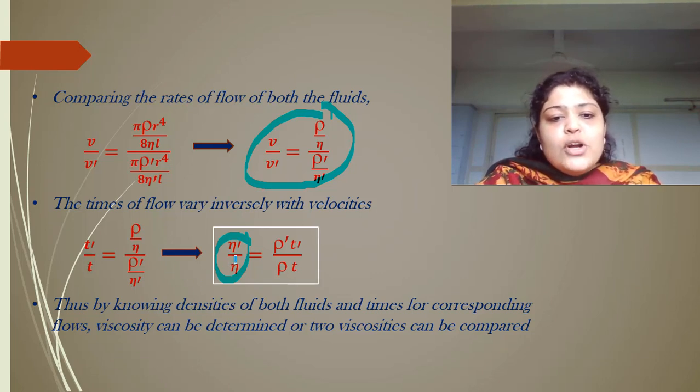Now suppose you want to compare both of them. The densities of the fluids are known, and this time interval you can measure by the setup. So that will give you a comparison of two viscosities. Or suppose you know the value of eta, one liquid is known, and the other viscosity you have to find out. You can simply multiply with eta, so you can find out the value of eta dash. So this is how the setup is used either to compare two viscosities or to find out an unknown viscosity.